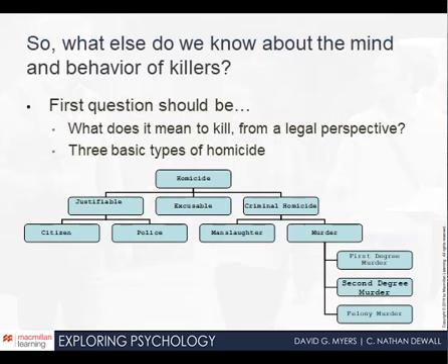So what else do we know about the mind and behavior of these individuals, particularly the individuals who take someone's life, the behavior of killers? The first question should be, what does it mean to kill from a legal perspective? 3 basic types of homicide. We have justifiable, excusable, and criminal homicide.